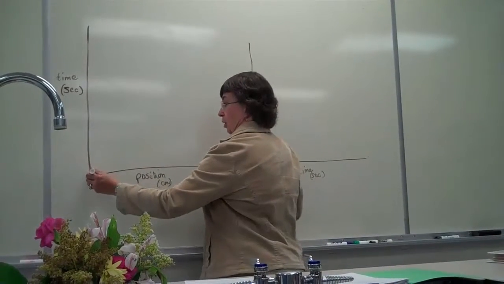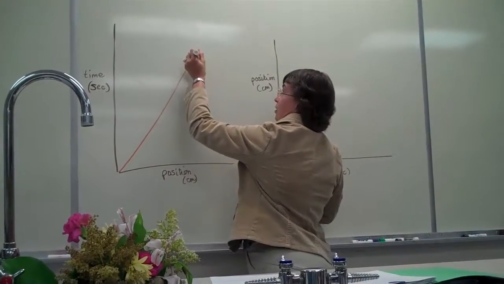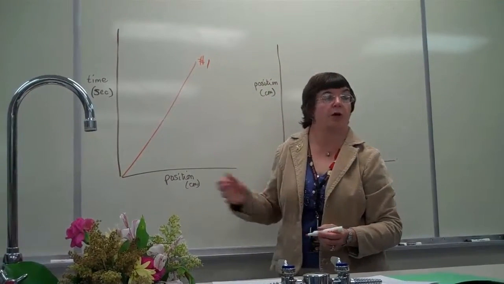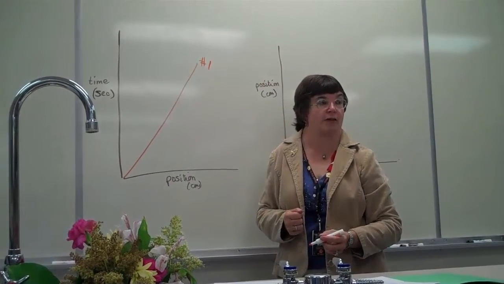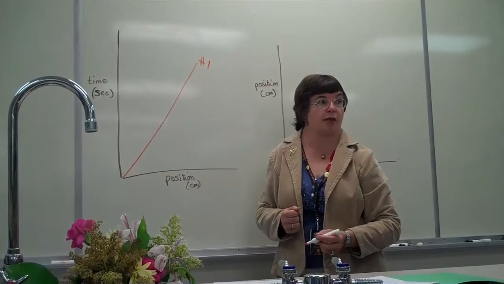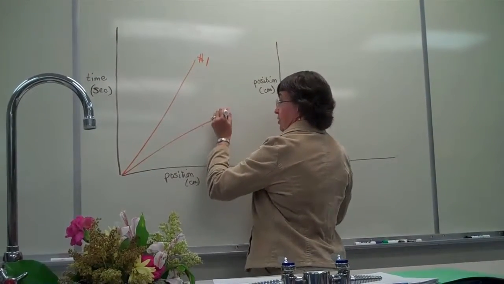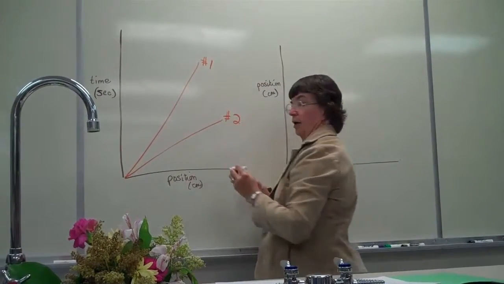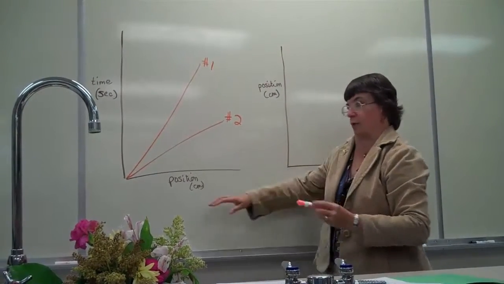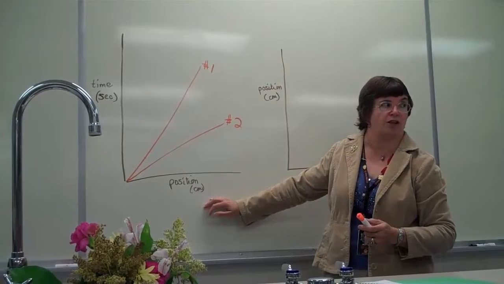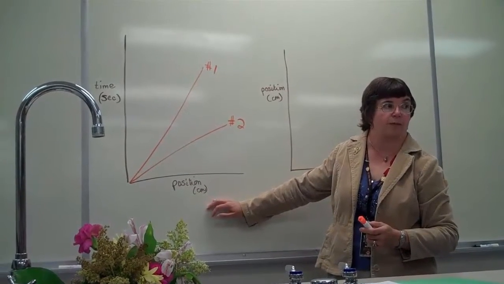Okay, so you have a line like this. And what did your second line look like relative to that? Steeper, less steep? Less steep. Okay, so something like this. Okay. Another group that had position independent, but their lines looked different than this.